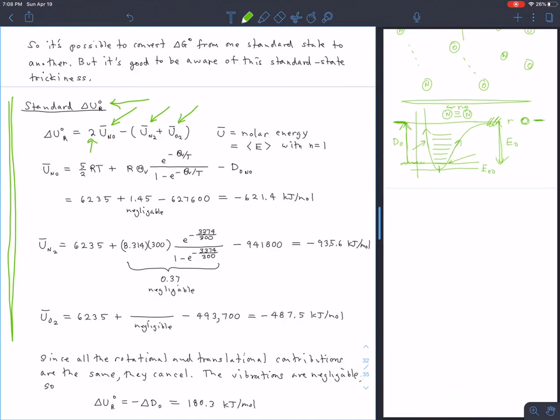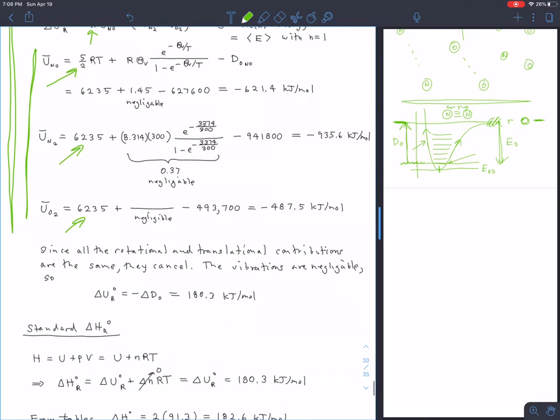Weighting things by stoichiometric coefficients as always, we just use our standard formulas for all three molecules. This is just three calculations of exactly the same sort that we did for I2 up above. If we do, we get some values: 621 kilojoules per mole for NO, minus 935 kilojoules per mole for N2, minus 487 kilojoules per mole for O2.